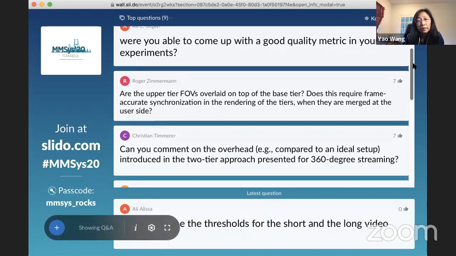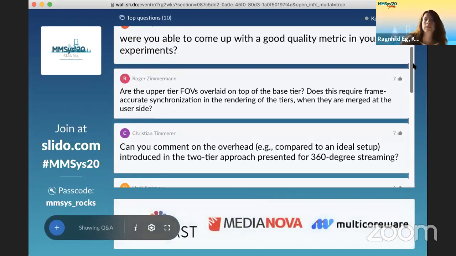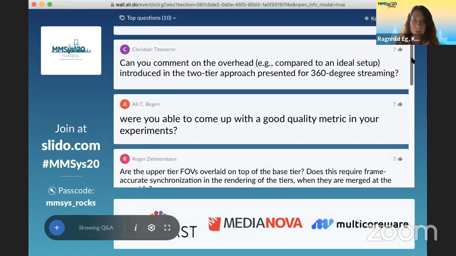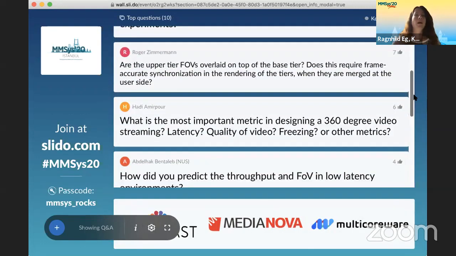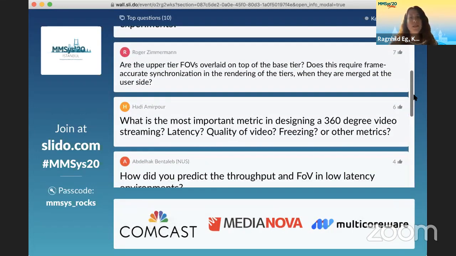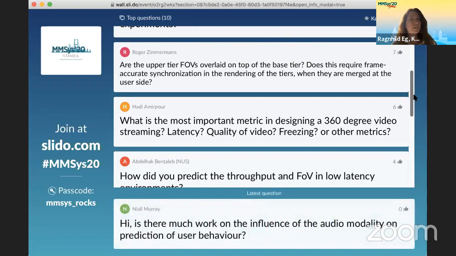Yes. So the next question is on the field of view. Let's see, I'm not controlling the scrolling here. So are the upper tier field of views overlaid on top of the base tier? And does this require frame accurate synchronization in the rendering of the tiers when they are merged at the user side? Very good question. So I can see somebody is really listening.